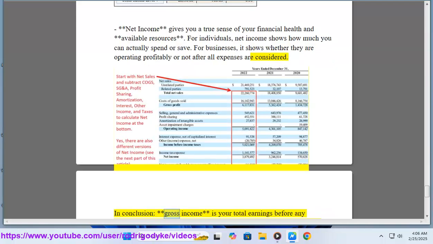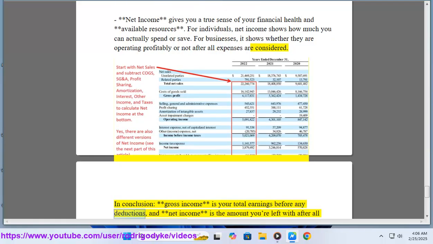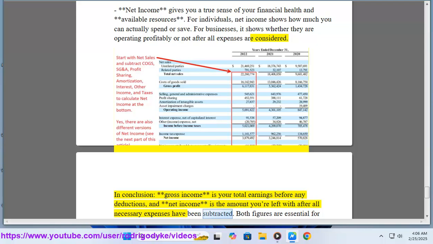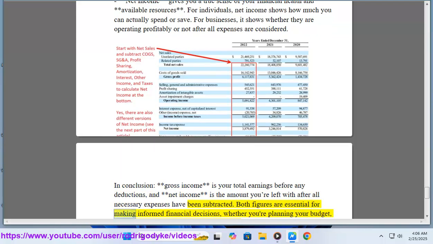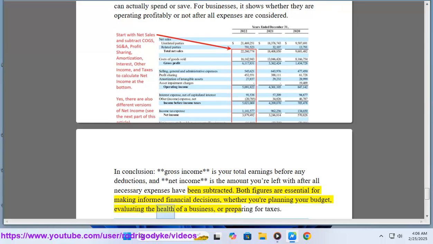In conclusion, gross income is your total earnings before any deductions, and net income is the amount you're left with after all necessary expenses have been subtracted. Both figures are essential for making informed financial decisions, whether you're planning your budget, evaluating the health of a business, or preparing for taxes.